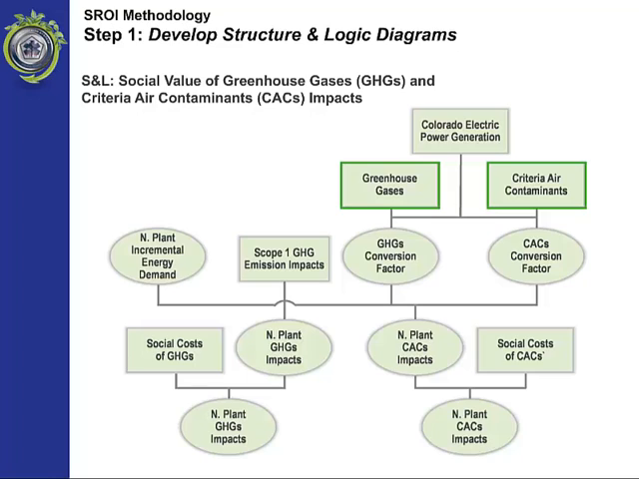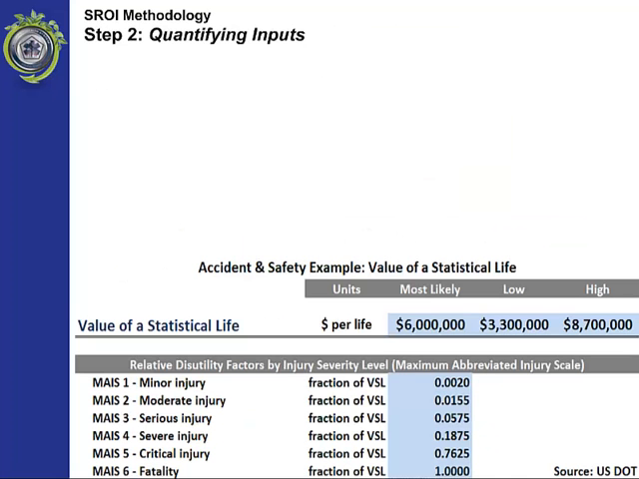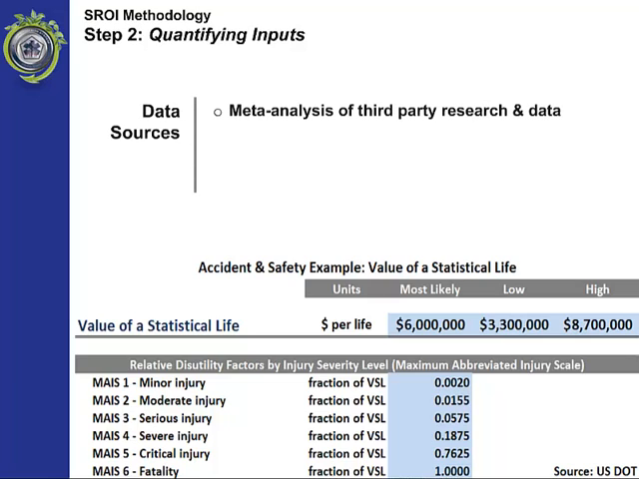Part of the SROI process is to depict the variables and cause-effect relationships to be captured in the model with diagrams like this one. Step 2 is the most important step in the process. This is where a range of monetary values is added to each input. The primary source of data is meta-analysis of the best available third-party scientific and economic research and data. This information often comes from well-known federal sources like the Department of Transportation or the Environmental Protection Agency.